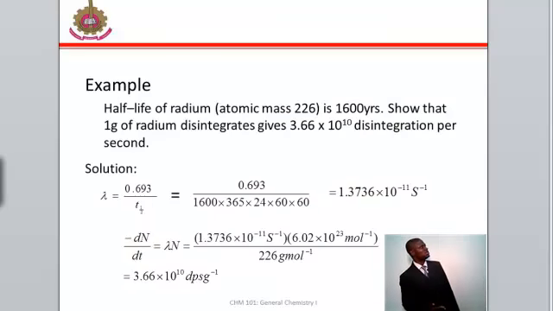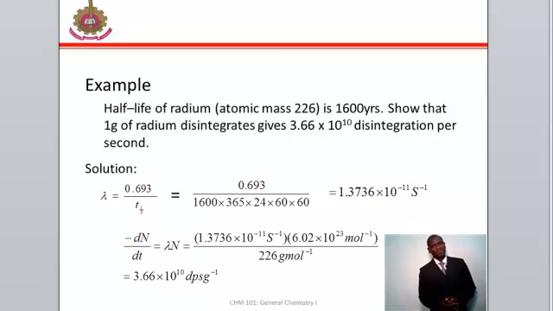A good example is this: the half-life of radon with atomic mass 226 is 1,600 years. We have to show that 1 gram of radon disintegrates to give 3.66 times 10 to the power 10 disintegrations per second. This question is telling us the answer already. But how do we get to the answer? That is the question. So let's see how we go about it.